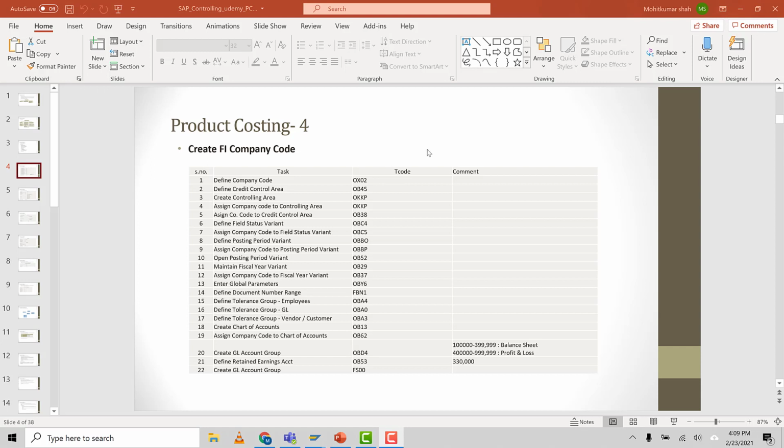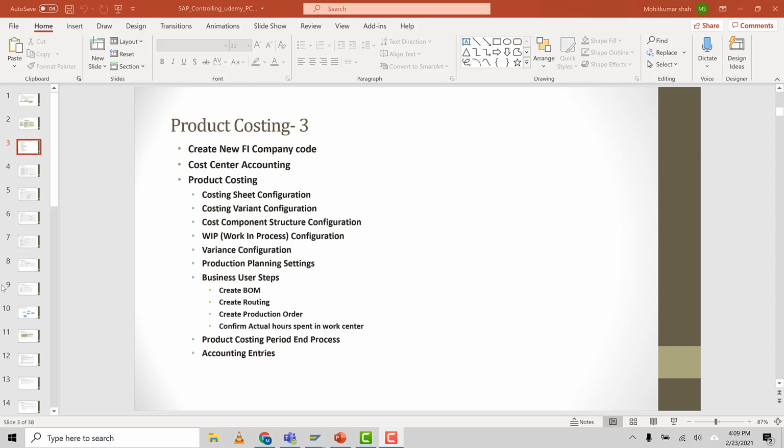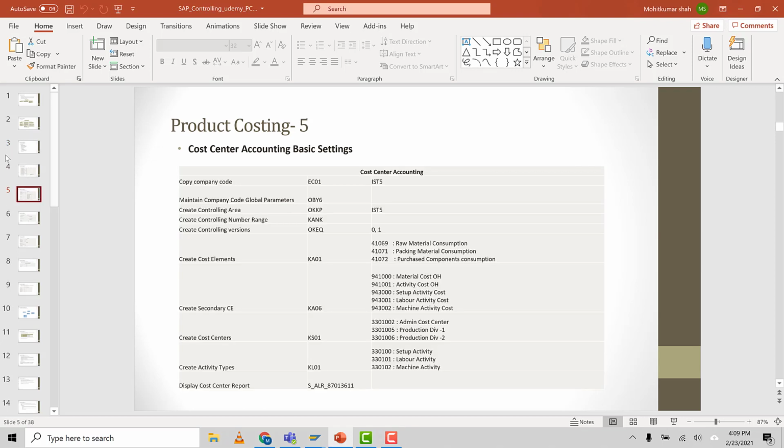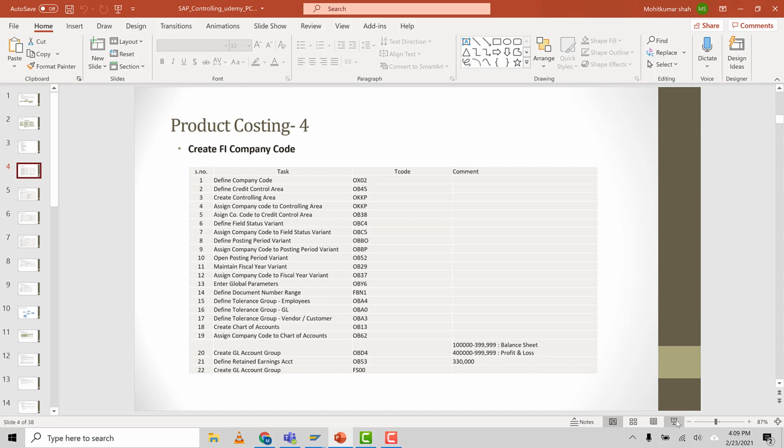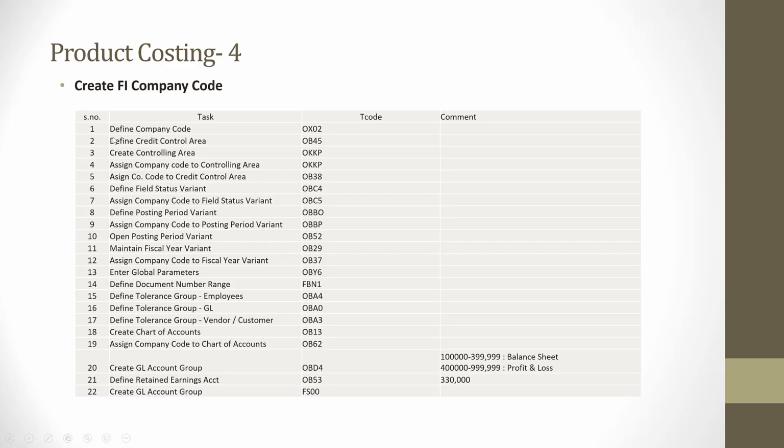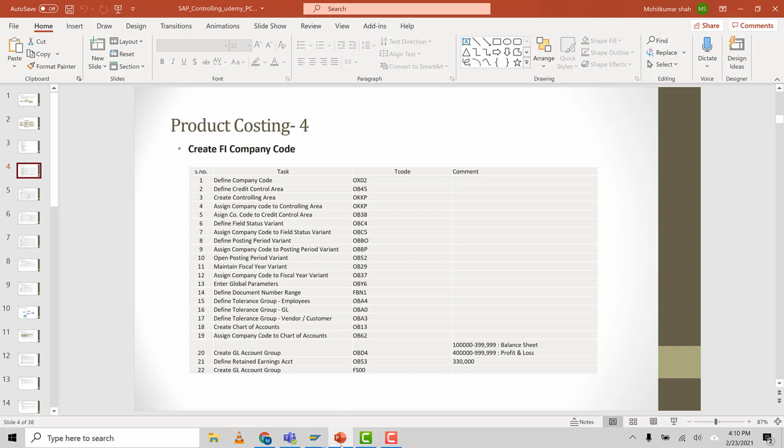So various steps involved in configuring a company code are listed in the presentation. This is the first step. One is define company code. This is the transaction code for that, OX02. Then define credit control area, create controlling area, assign company code to controlling area, assign company code to credit control area, and so on. Let's do all these steps in the SAP sandbox.